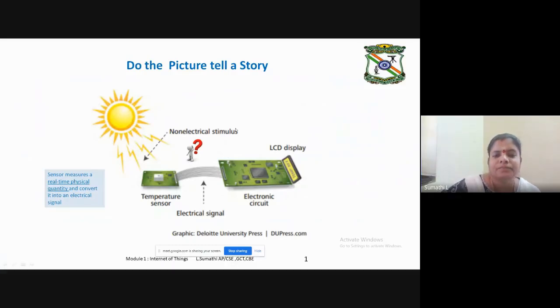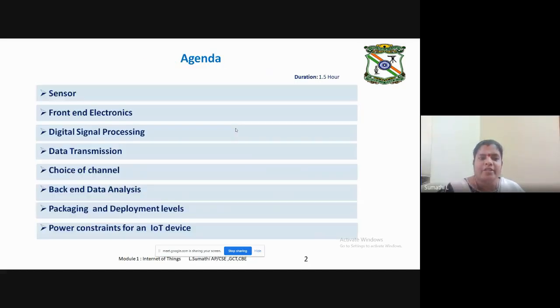Okay, getting back up. So now you have an idea how a physical energy can be converted into an electrical energy. The way of conversion depends on the type of sensor, right? And today we will see what our agenda is.